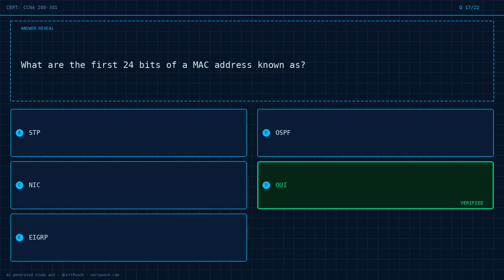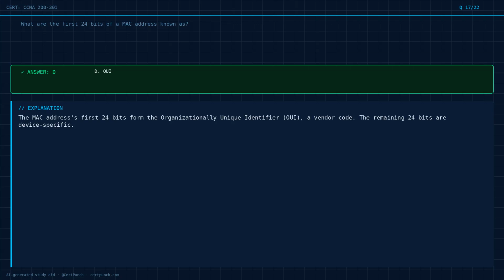The answer is option D. Exam logic. The MAC address's first 24 bits form the Organizationally Unique Identifier, OUI, a vendor code. The remaining 24 bits are device-specific.